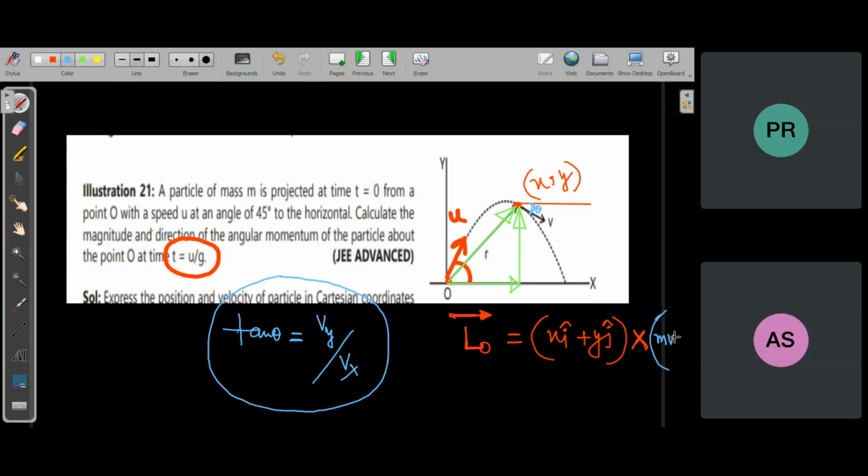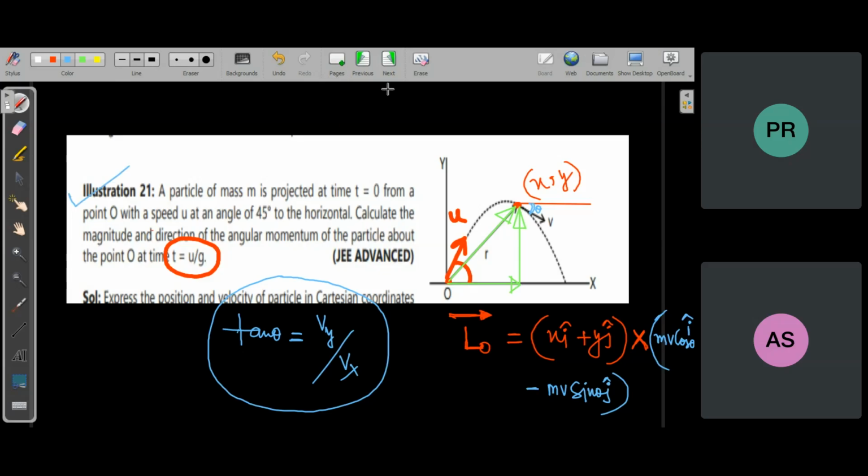So mv cos theta i cap, minus, because mv sin theta will be downward, mv sin theta j cap. Then take the cross product and you'll get the answer, right? And at the end, if they are asking you just the magnitude, then you just take the mod.